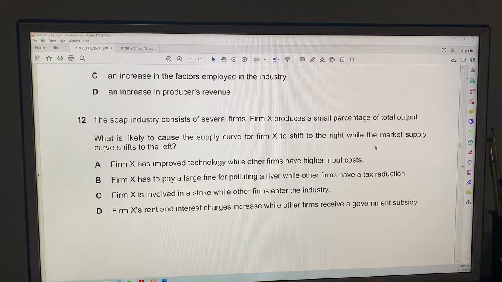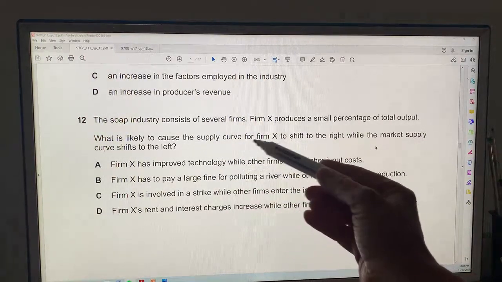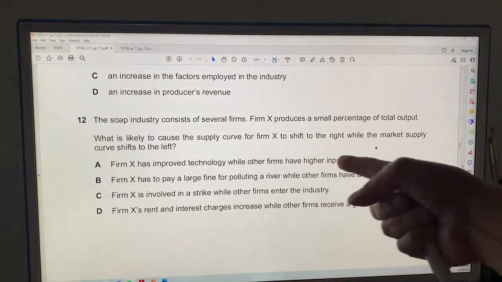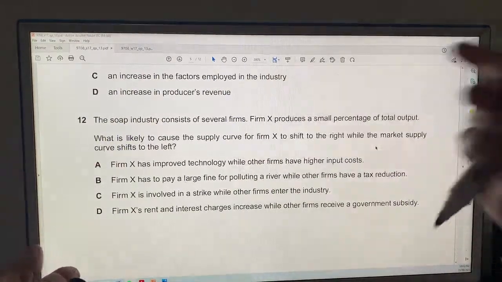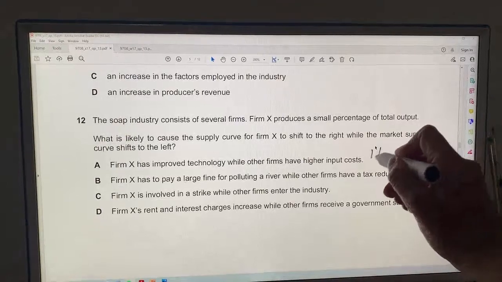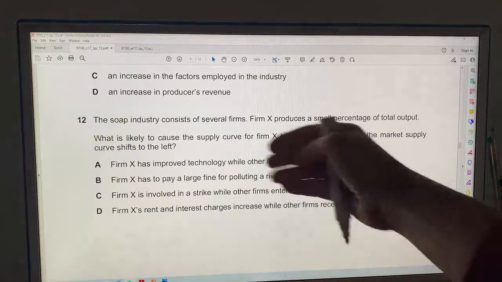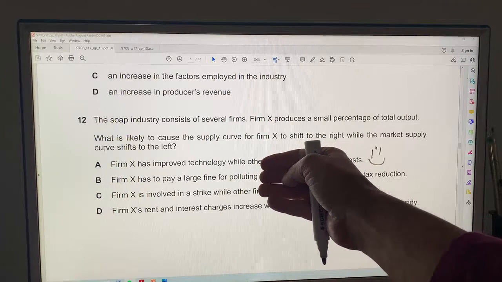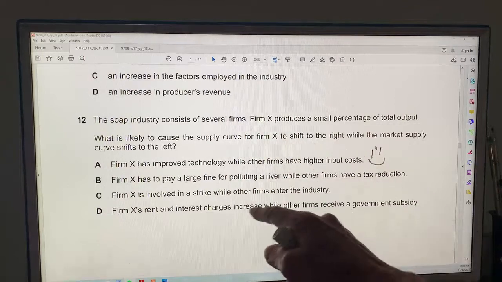So there's two parts. Firm X has improved technology. That's good. That will cause the supply curve for firm X to shift to the right. And the other firms have higher input costs. That will shift the market supply curve to the left. I like A. B says firm X has to pay a large fine for polluting. Well, that will shift the supply curve for firm X to the left, so not to the right, so not B.